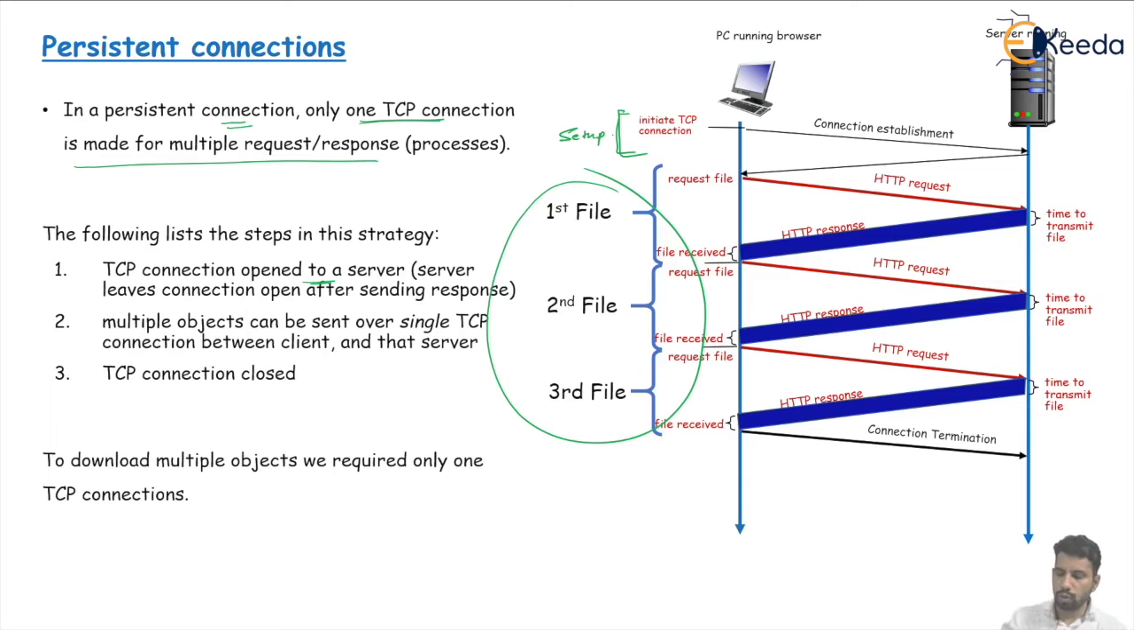And you can download multiple objects on a single TCP connection between the client and server. You do not need to make a separate connection for each request, only a single connection for the complete data transfer or for the complete communication. And when your communication is complete, you need to terminate the connection at last.